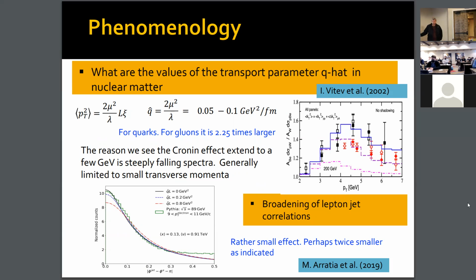And here are the results. The black line is the one on the proton, and the dashed lines are with different choices of this transport parameter. And you see the results are fairly small. So the bottom line is that if you want to do TMD physics, you want to be sensitive to the soft scattering in the medium, you have to look at fairly low transverse momentum.